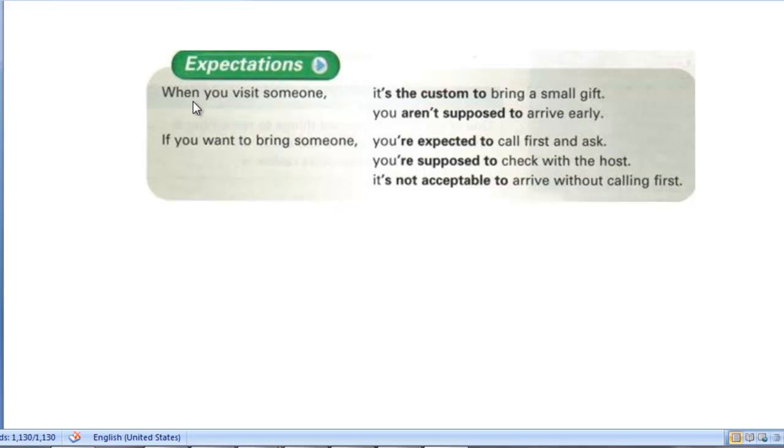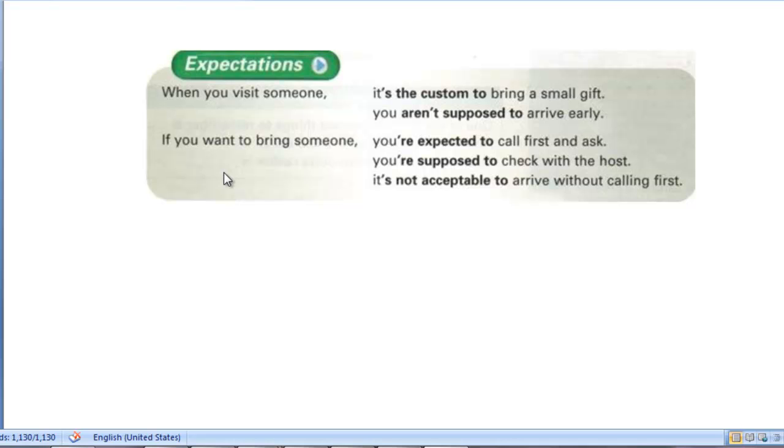What you're going to see is that we're going to express the expectations. We're going to have some sort of situation, and then we're going to express the expectation with either supposed to or it's the custom to, either you're supposed to or you're not supposed to. And so let's look at the examples at this time. When you visit someone, it's the custom to bring a small gift. Of course, this depends on the situation. You aren't supposed to arrive early. And again, this varies among different cultures.